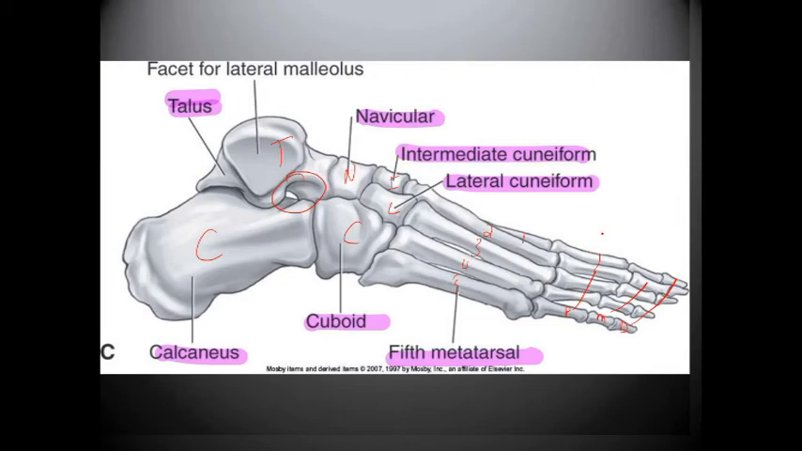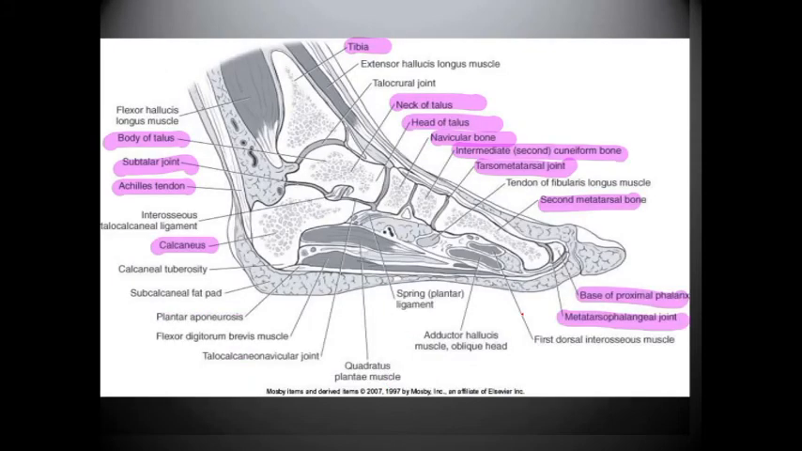Curiously enough, this diagram is drawn wrong for the foot. As you can see, this would be the first toe, and we have proximal, middle, distal, which is not the case.